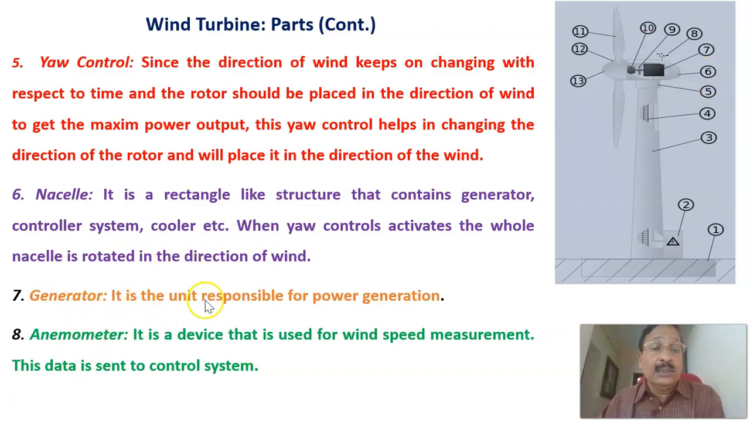And 7, that is the generator. Generator is a unit responsible for the power generation. And anemometer. Anemometer is a device that is used for the wind speed measurement, and this data is being sent to the control system. These are the other components: yaw controller, nacelle, generator, and anemometer.